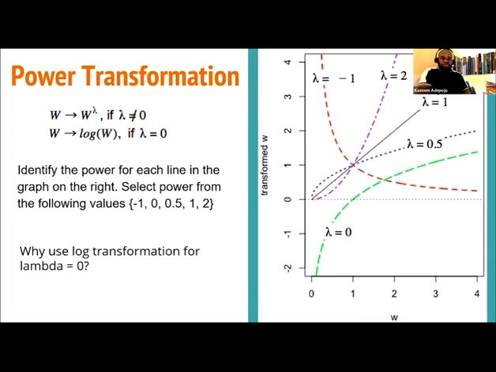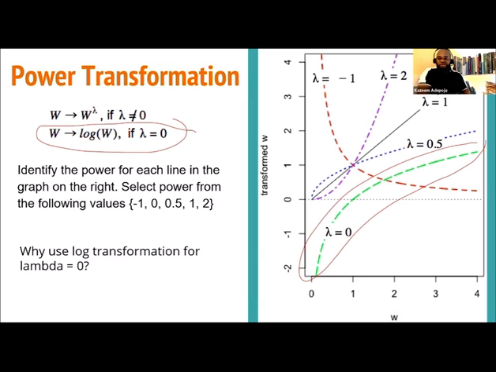When lambda equal to 0, I want you to pay attention to the green line. When lambda equal to 0, it means I'm talking about log. If I want to transform my variable by taking the log transformation, when I plot that, I'm actually going to have the shape that you're seeing, the green line. Take a look at the green line right here. That is what you're actually going to see.